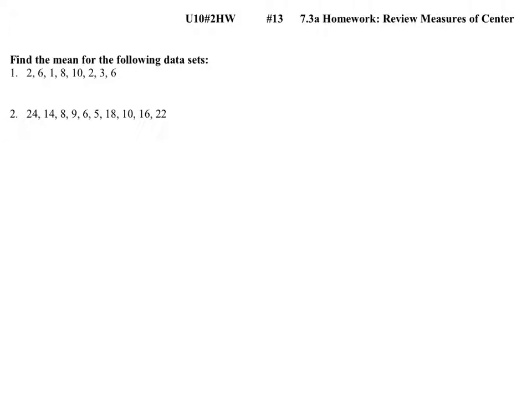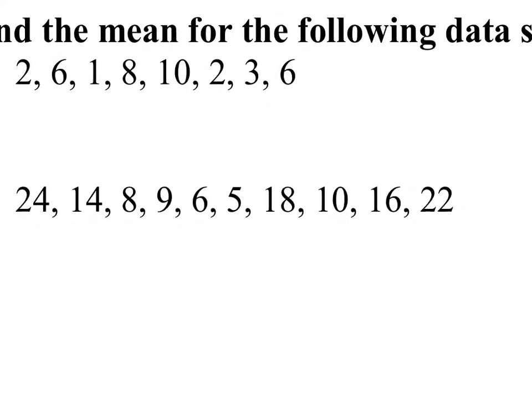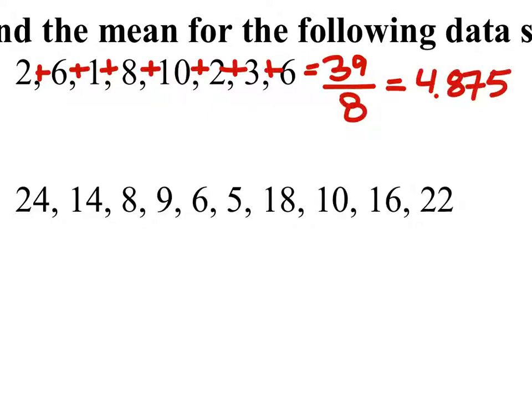Alright, here we go. Find the mean of the following data sets. Let's go ahead and add all these together. After adding all these together, we get 39 divided by 8 because there are 8 numbers. So I got a 4.875 on that one, just by finding the mean.